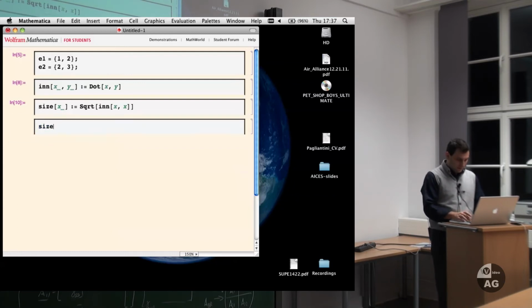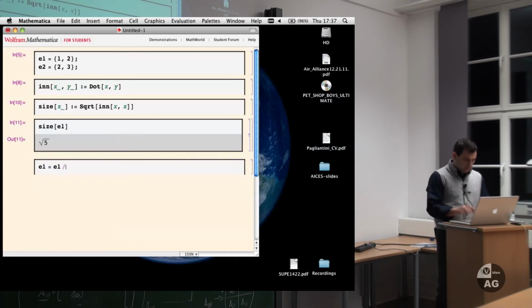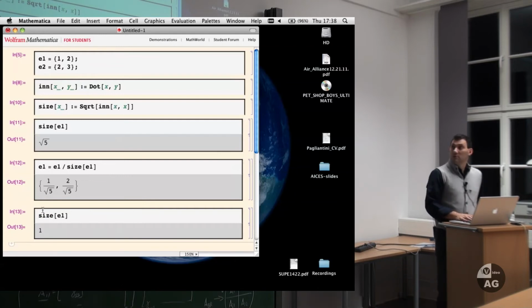So if you look at this size of E1, right now it's not 1. So it's a square root of 5. Since I want this guy to become of size 1, I don't have anything else to do but simply say E1 equals E1 divided by its size. Okay? And now size of E1 should be 1. So I started with E1 being 1, 2, and now it's 1, 2, but divided by square root of 5. So step 1 of the procedure is complete. I have created a normalized E1.